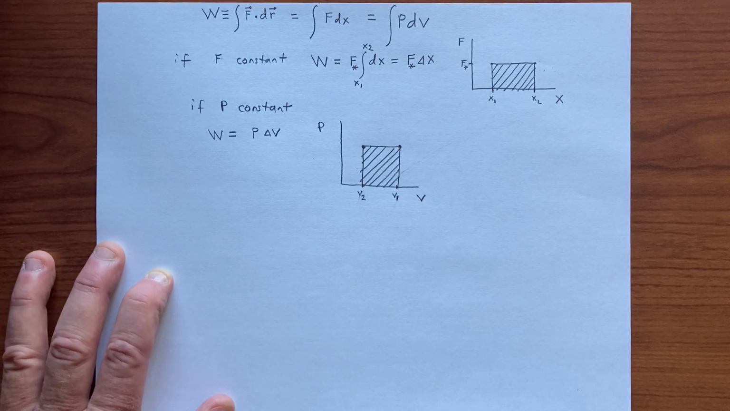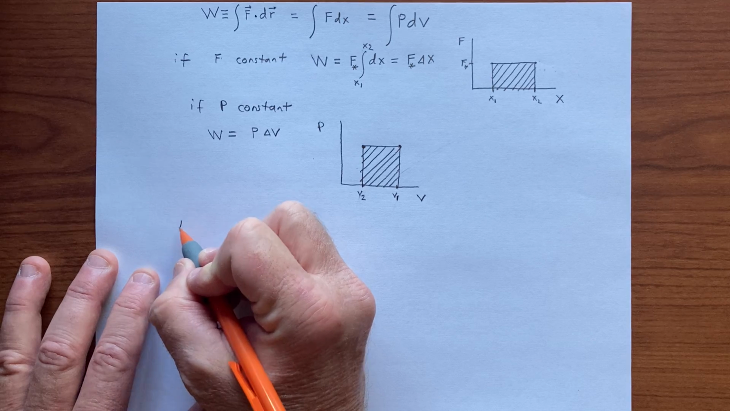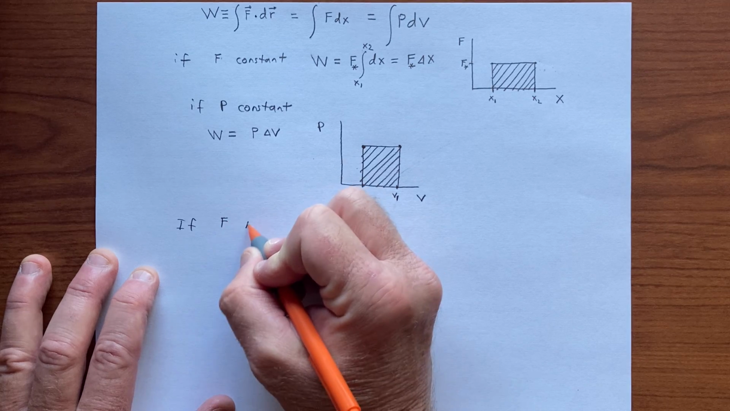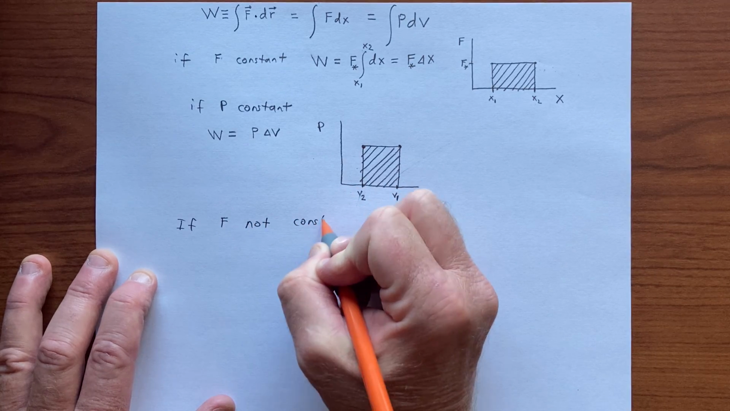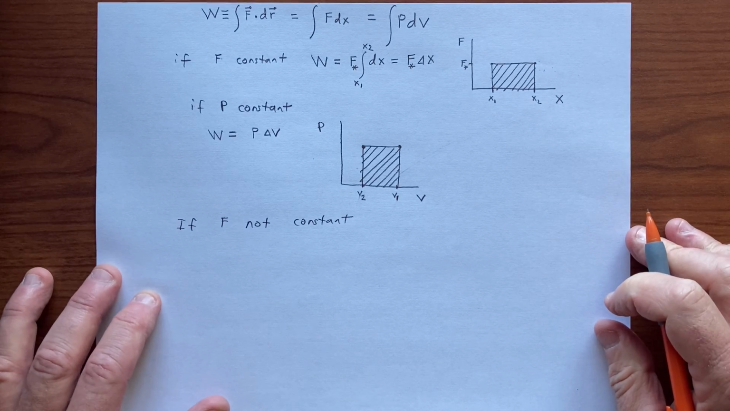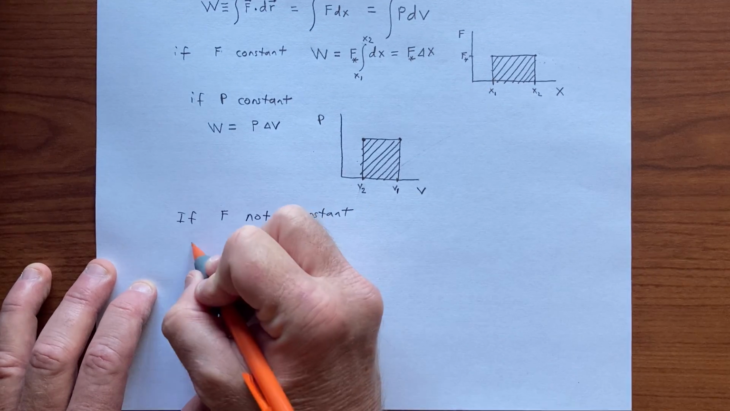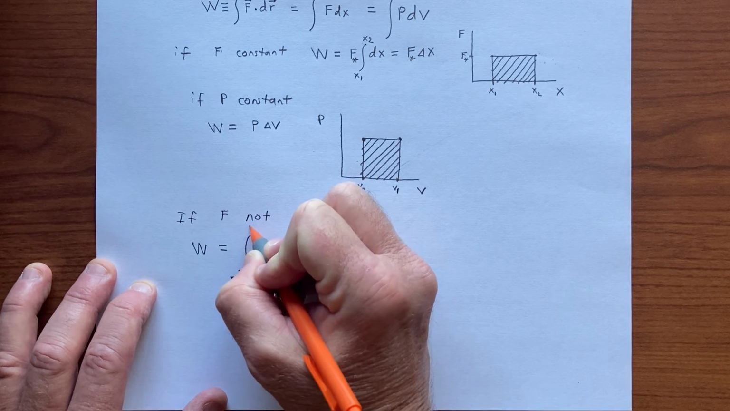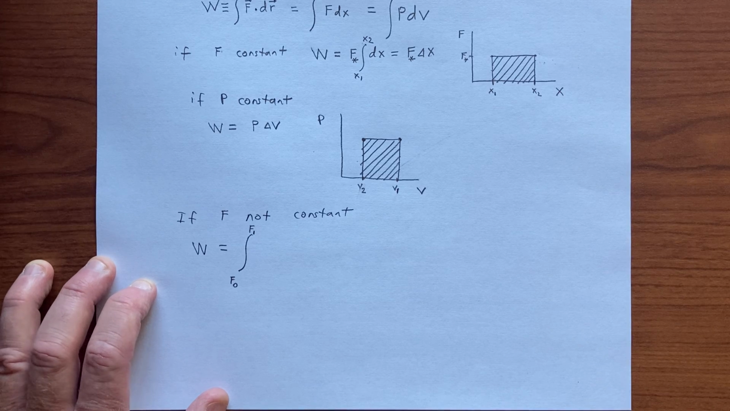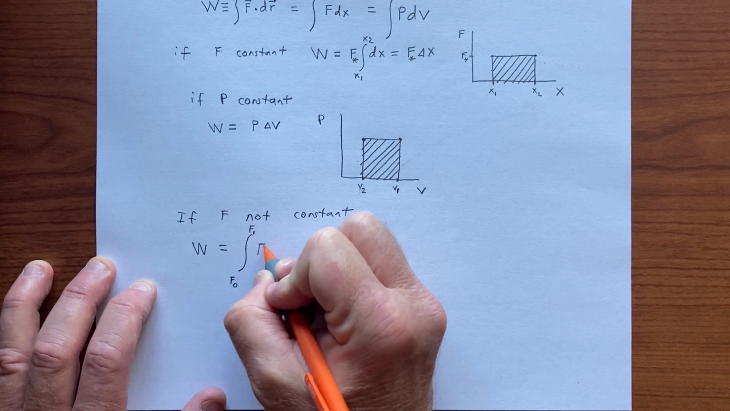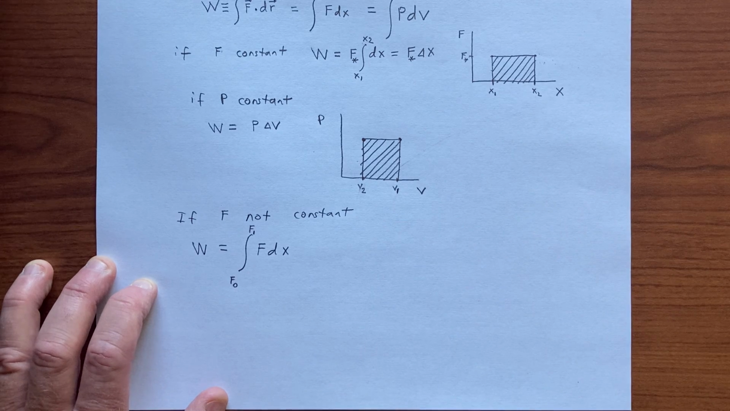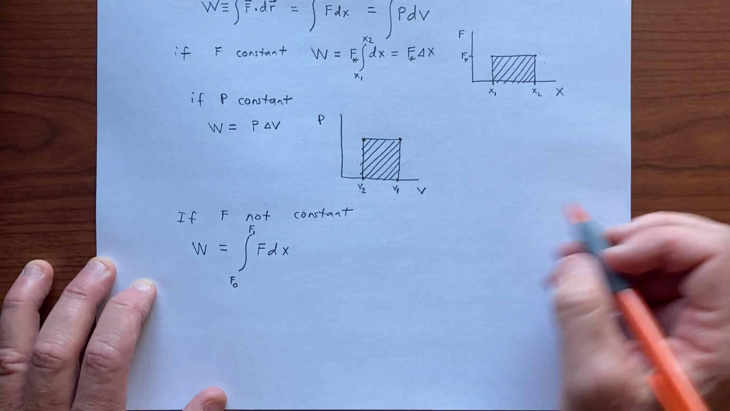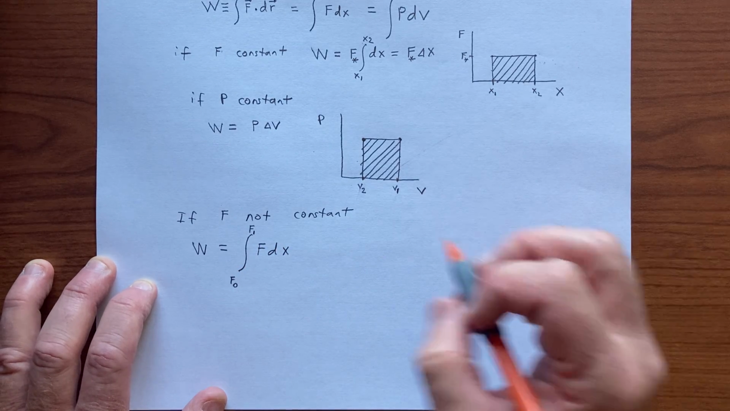Okay, so that's very visual, but now we want to explore situations where the pressure is not constant, and so we can think of the force not constant. So if the force is not constant, then the work becomes, let's say we start with some force value F naught and we go to some force value F1, and it looks like that. We can't pull the F out from under the integral sign because it's not a constant, but it's still true that the work is the area under the curve.